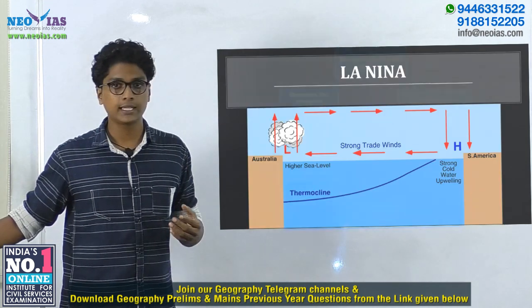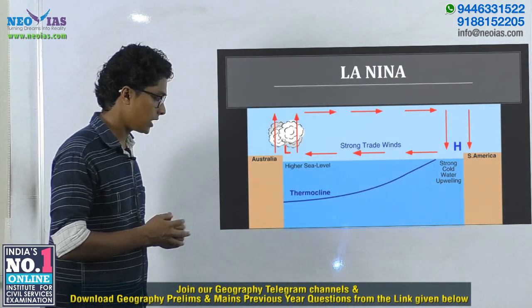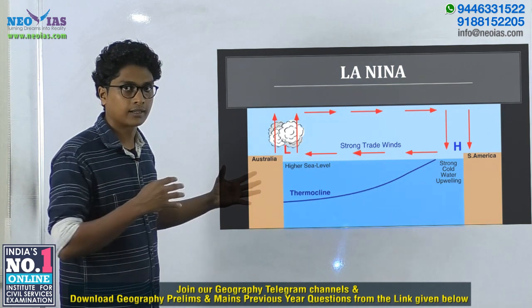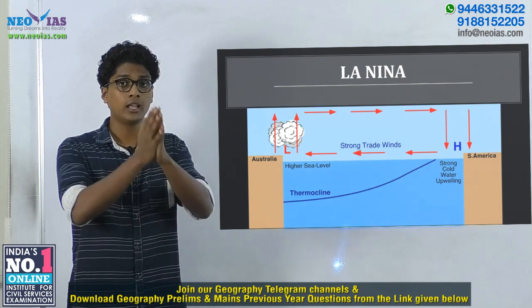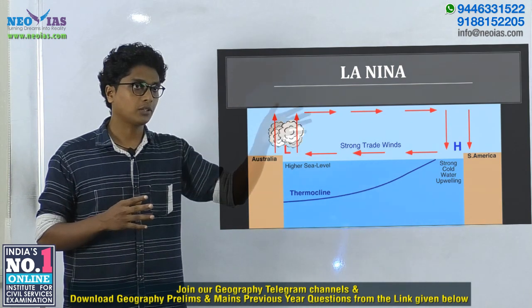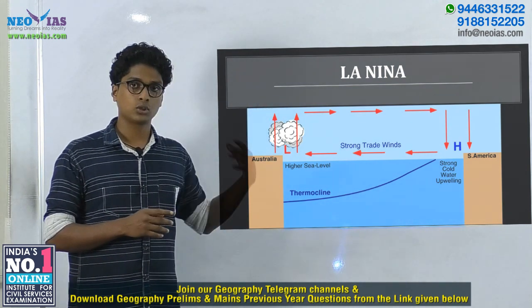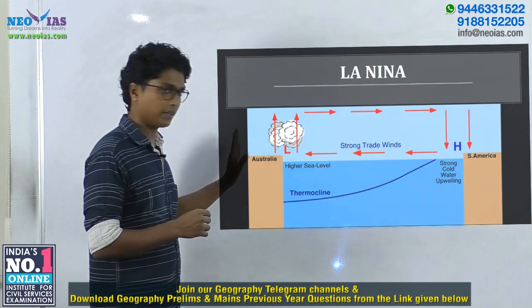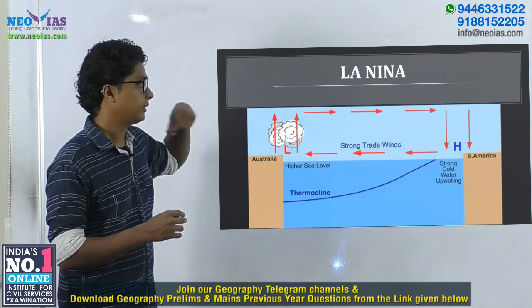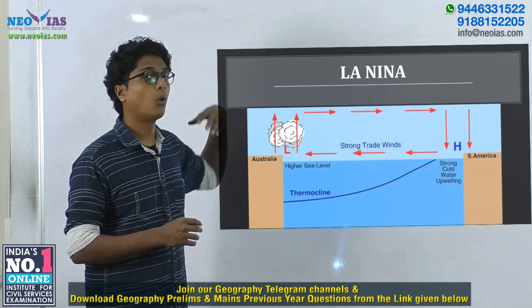Now let's look at the case of La Nina. Regarding La Nina, you have to remember that La Nina is an intensified normal condition, or intensified neutral year. In the neutral year or normal condition, we have seen that the trade wind moves from east to the west, right? In case of La Nina, these trade winds will attain more strength.